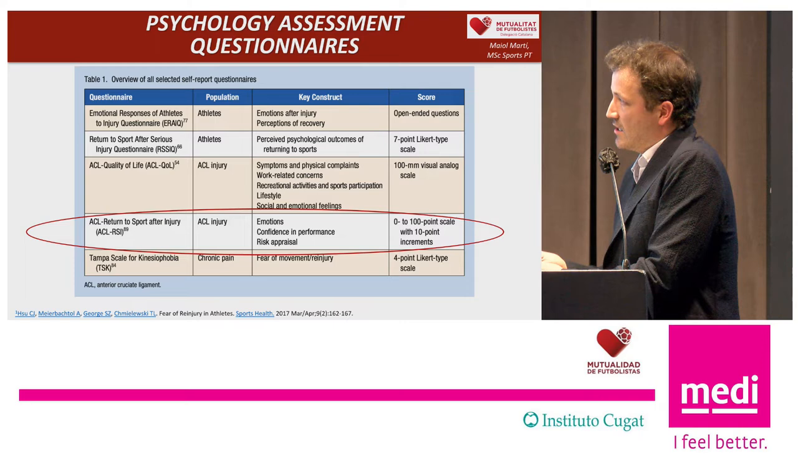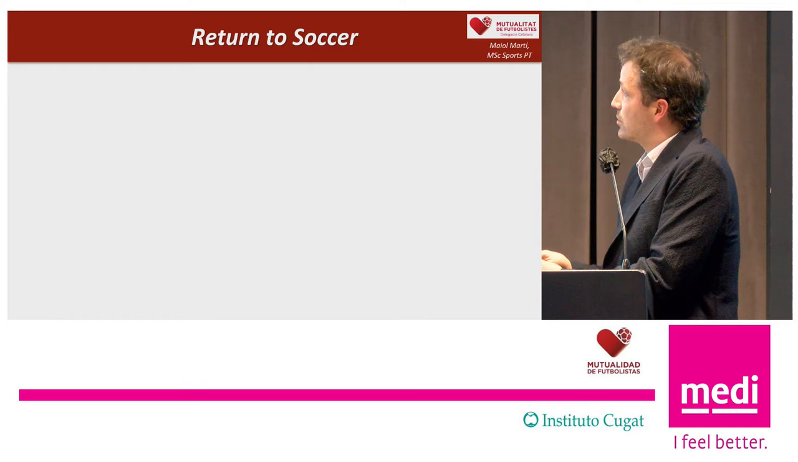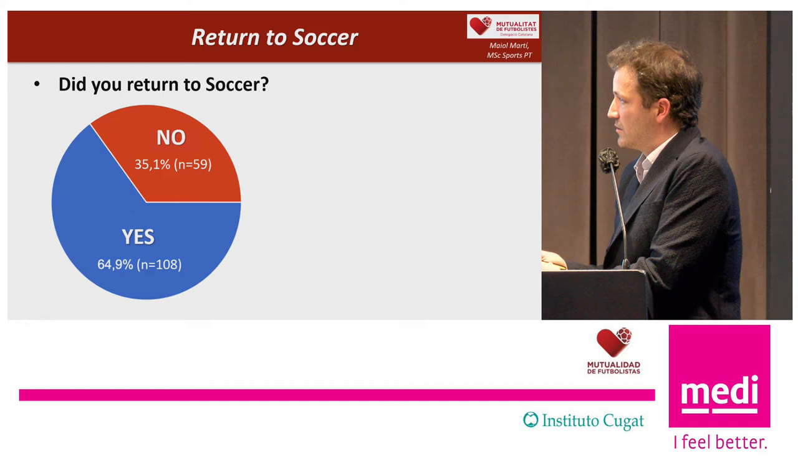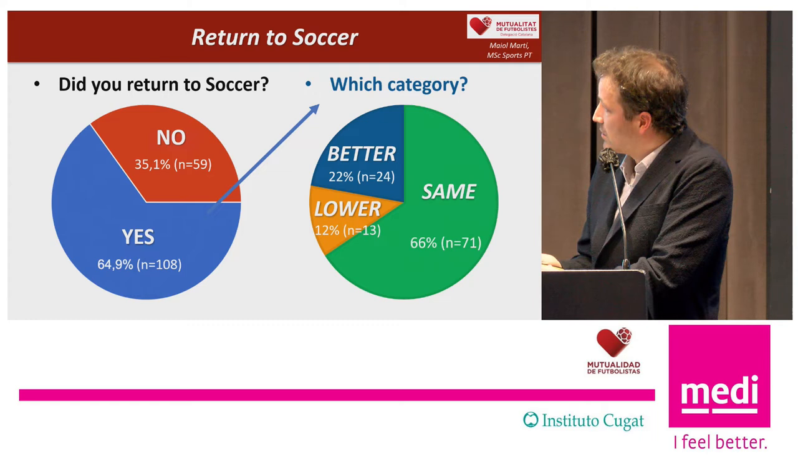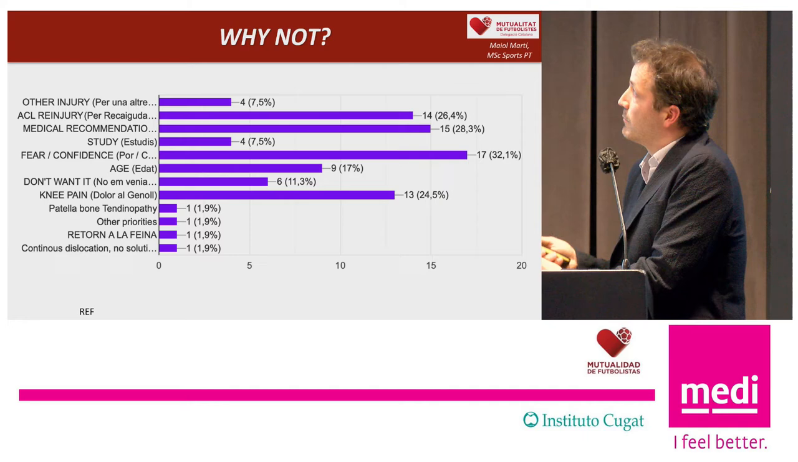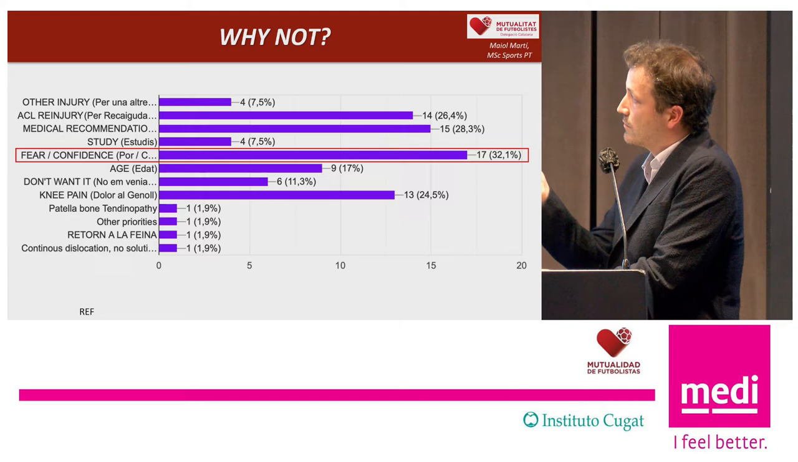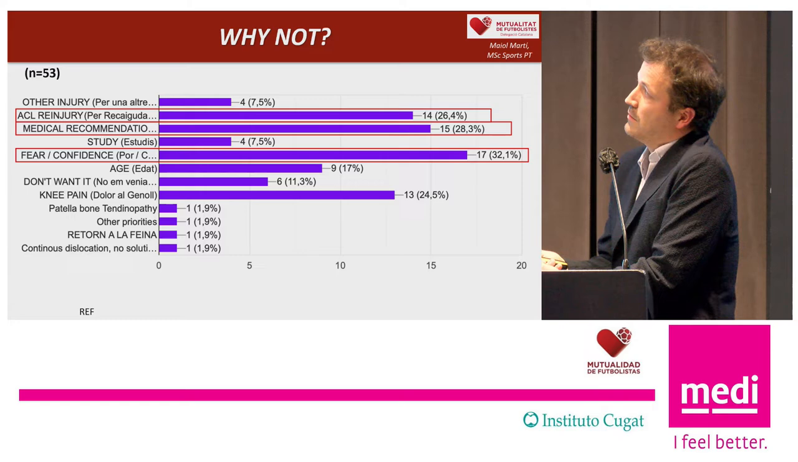How many players returned to soccer? In our sample, almost 65% of them came back, and mostly, 66%, at the same category. So why did the people who didn't come back not return? They narrate fear, or medical recommendation, or maybe because they had another ACL re-injury and didn't come back.